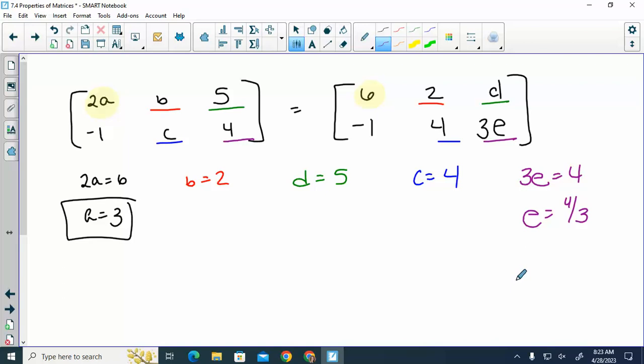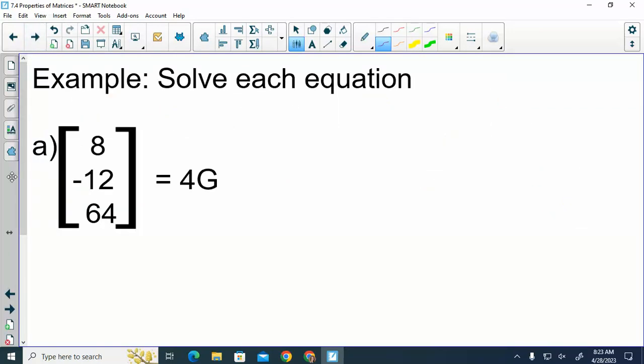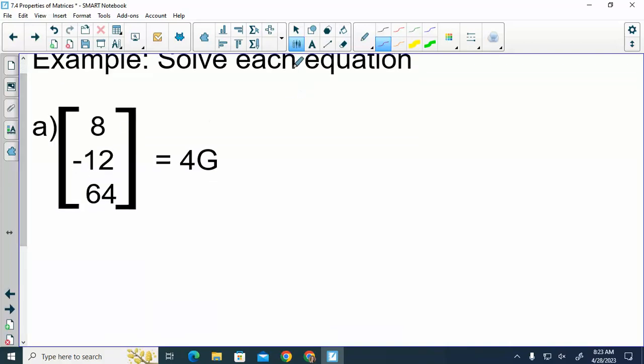Yes. I might ask you to solve an equation to find a missing variable. So in this scenario, G is just representing a matrix, and we have to find that matrix. What would be the size of the matrix? It'd be 3 by 1, right? We'd have to have 3 rows and 1 column. It'd be a column matrix.